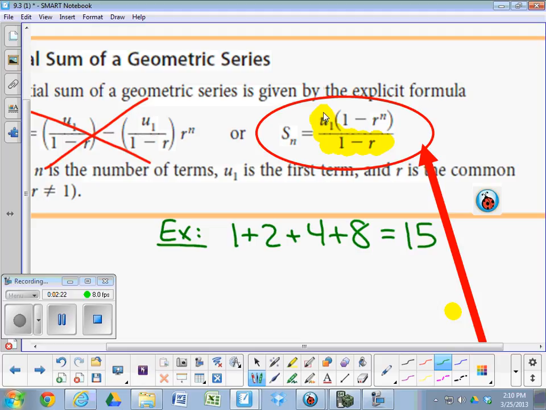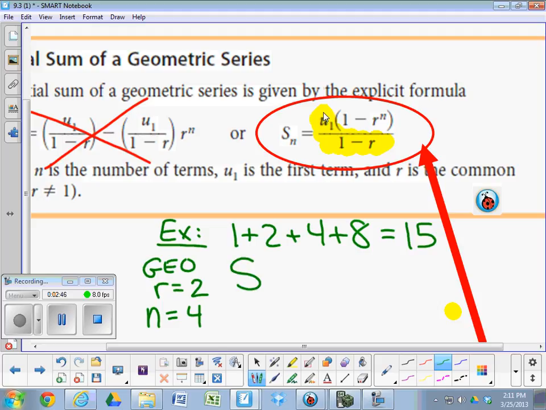All right, so a very basic example. Is this geometric? Is r between -1 and 1? It doesn't matter. It's 2, which is outside that range. That's okay. Does it have a finite number of terms, n? How many? 4. And what's the first term? 1. So let's check the formula.